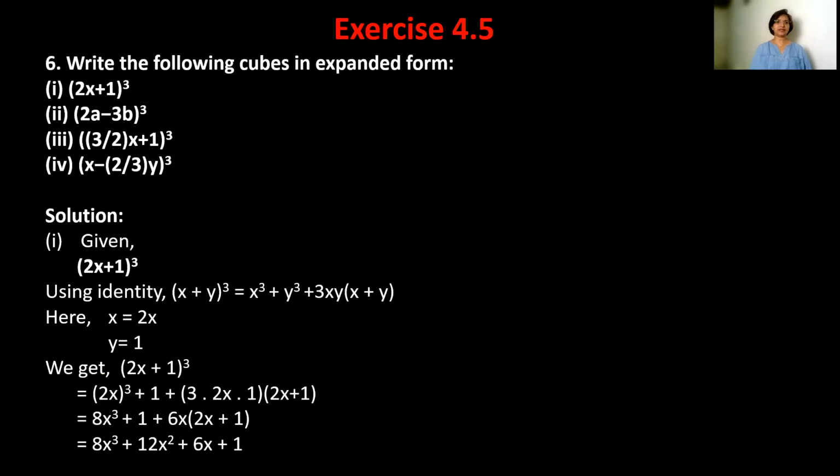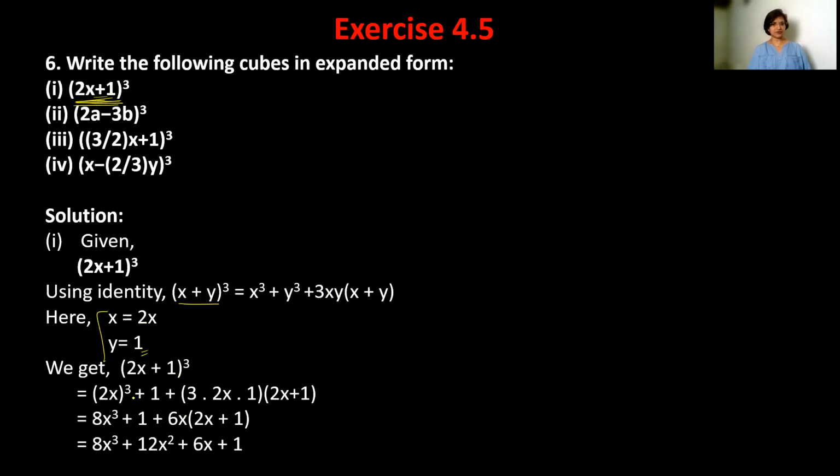Here we have to write in expanded form. So in expanded form, the first part is 2x plus 3. So we have to see which algebraic identity we will use here. So we are using x plus y whole cube because it looks like that. So here x equals 2x and y equals 1.